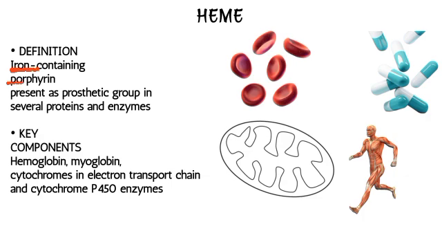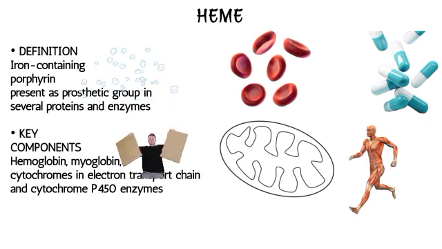Heme is an iron-containing porphyrin that functions as a prosthetic group in different enzymes and proteins. What does prosthetic mean? Prosthetic means that it is tightly attached to the proteins or enzymes in such a way that once detached, it will destroy the enzyme or the protein. So heme contains iron, not magnesium, take note. And a prosthetic group is found in proteins and enzymes. If you remove the heme from the protein or enzyme, it will destroy the enzyme or the protein.